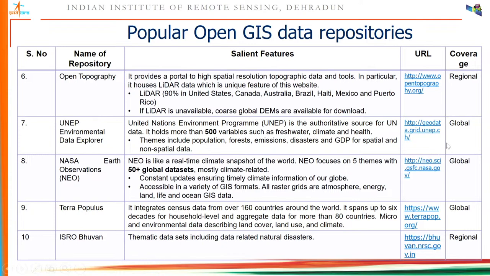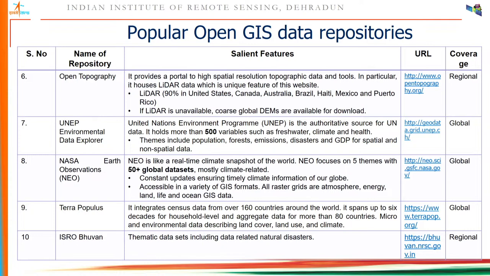This is again a global data product. NASA Earth Observations, called NEO, is like a real-time climate snapshot of the world. NEO focuses on 5 themes with 50 plus global data products, mostly climate related, with constant updates ensuring timely climate information of our globe, accessible in a variety of GIS formats. All the raster grids for atmosphere, energy, land, life, and ocean GIS data are readily available for the entire globe from the NEO data repository.